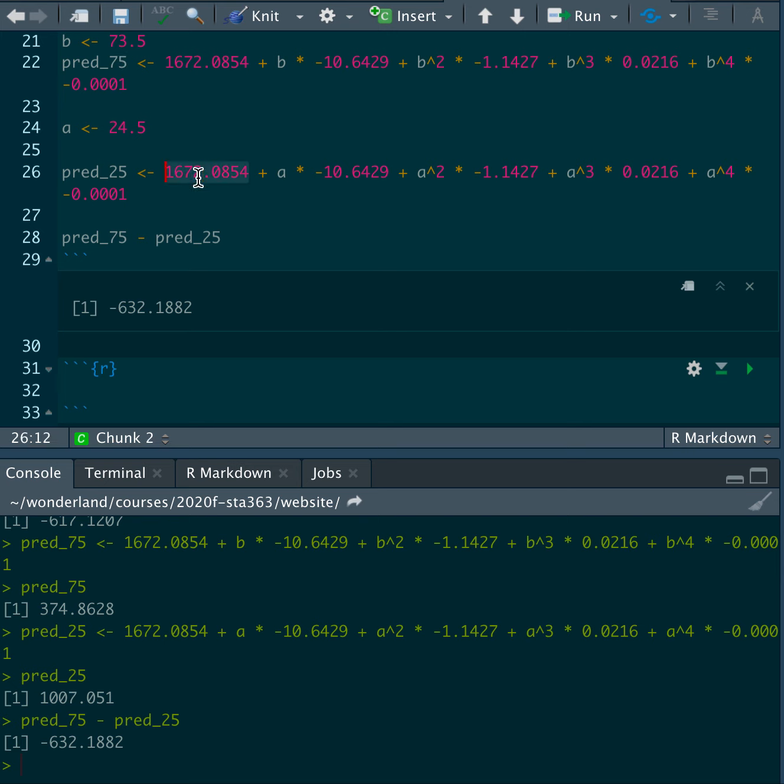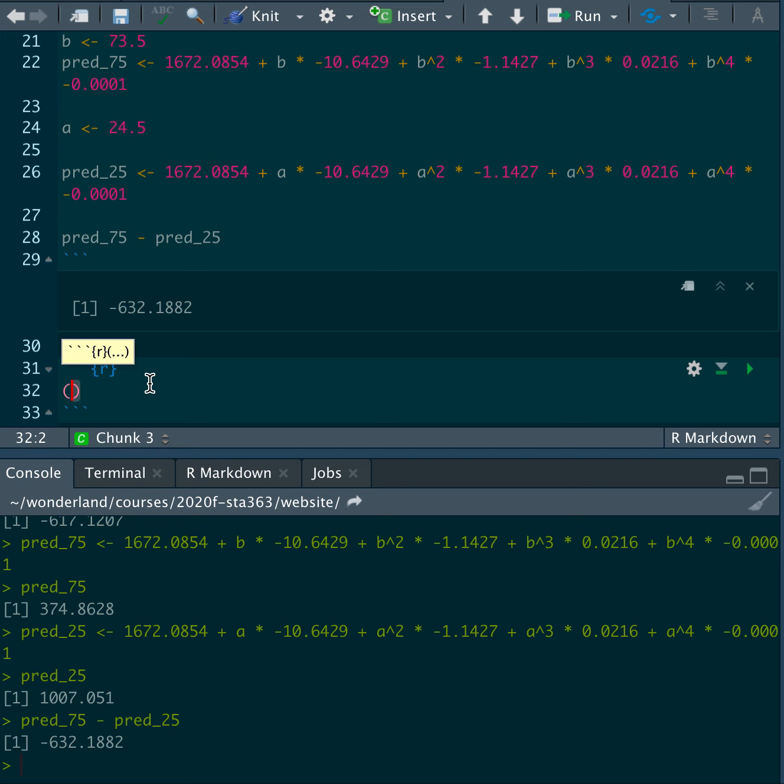And so these 2 intercepts are just going to cancel out, because if I have 1,672 in this first equation, and I also have it in the second equation, and I'm subtracting it from the second equation, of course those are just going to cancel out. And then I can see that I basically have a and b times this 10, and then I have b squared and a squared times this negative 1.14. I have b cubed and a cubed times 0.0216, and I have b to the 4th and a to the 4th times negative 0.0001. And so I can just group those terms.